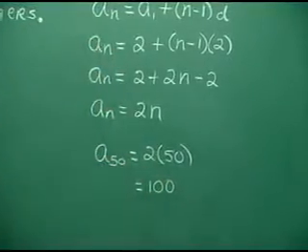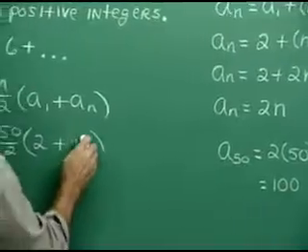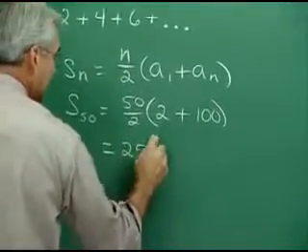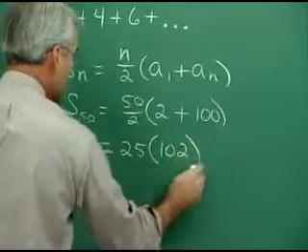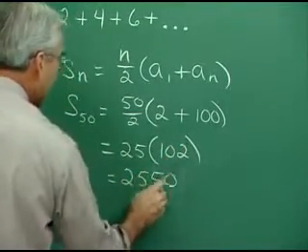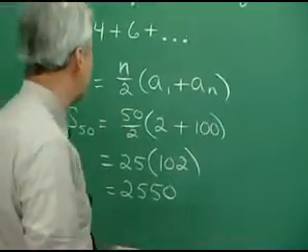So we backtrack over here. A sub n is 100. And away we go. This is 25 times 102, which turns out to be 2,550 for the sum of these 50 items.